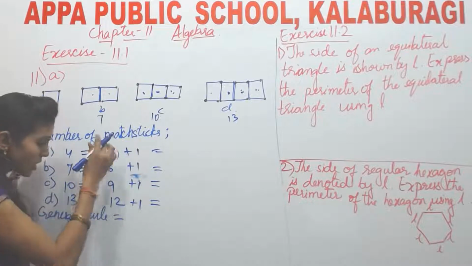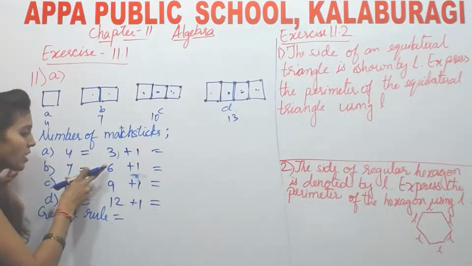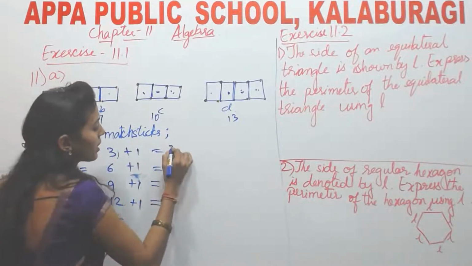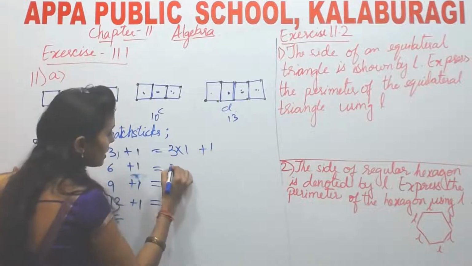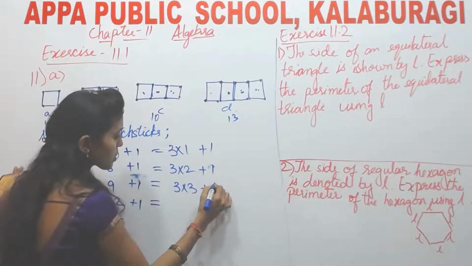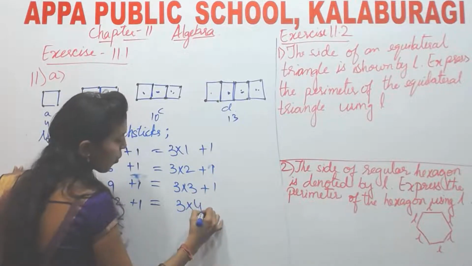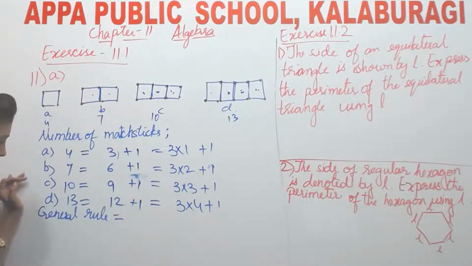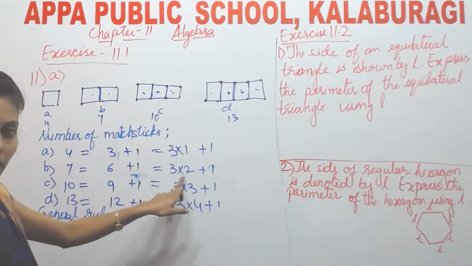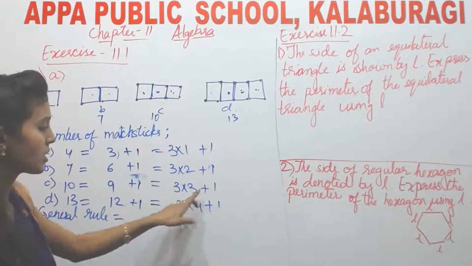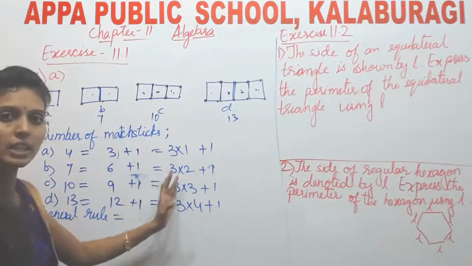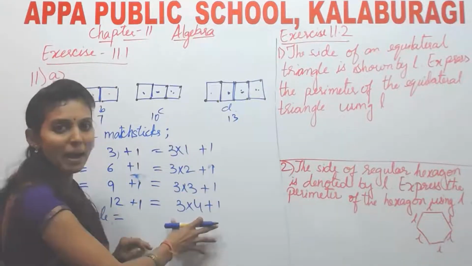See, this is 3. These all are multiples of 3. 3 ones are 3, 3 twos are 6, 3 threes are 9, 3 fours are 12, right? So let me write these like that only. 3 into 1 plus 1, 3 into 2 plus 1, 3 into 3 plus 1, 3 into 4 plus 1. See the number of matchsticks: 1 square, 4. 2 squares, 7. 3 squares, 10. 4 squares, 13. All are correct.